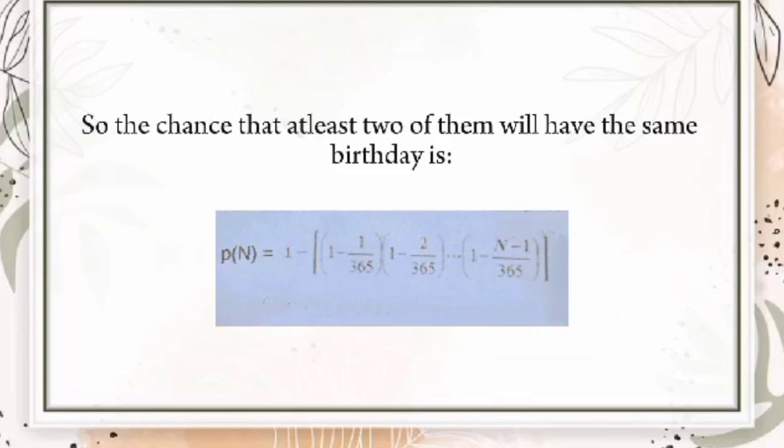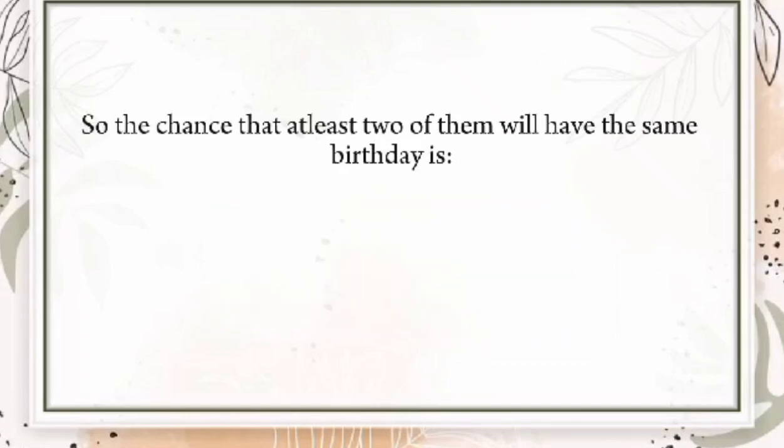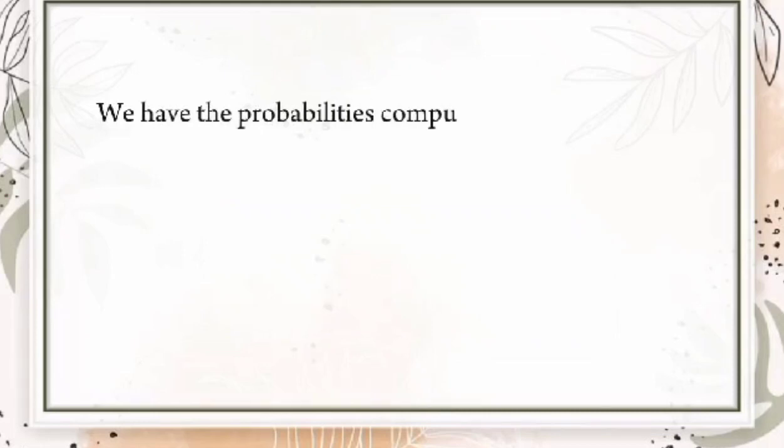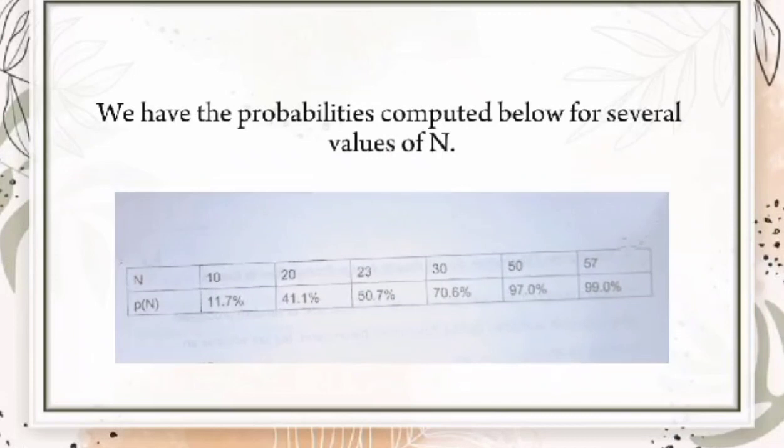P(n) equals 1 minus (1 minus 1/365)(1 minus 2/365) up to (1 minus (n minus 1)/365). We have the probabilities computed below for several values of n. For n equals 10, 11.7%; 20, 41.1%; 23, 50.7%; 30, 70.6%; 50, 97.0%; 57, 99.0%.